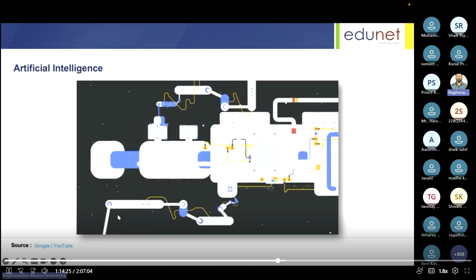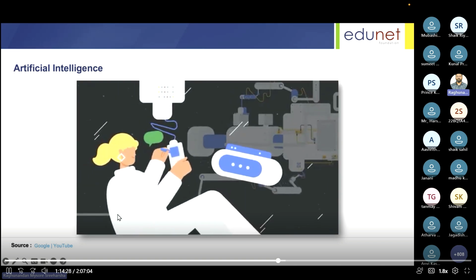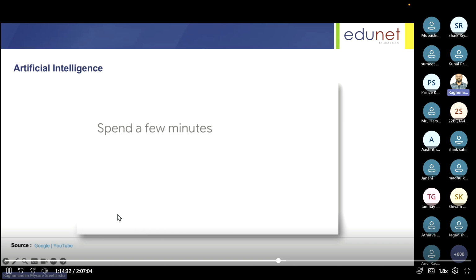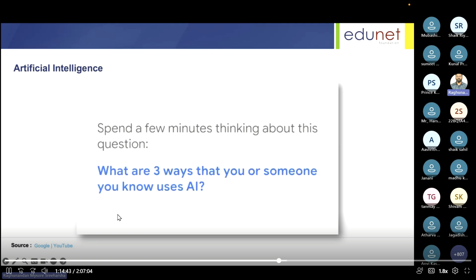On the International Space Station, an astronaut talks to a free-floating robot that helps with chores and does jobs that are risky for humans. Now that you've learned about how other people use AI every day, think about how you use it. Spend a few minutes thinking about this question. What are 3 ways that you or someone you know uses AI?